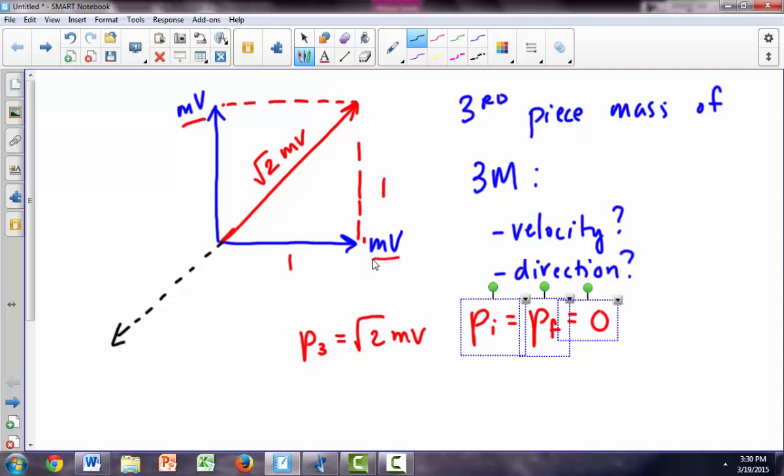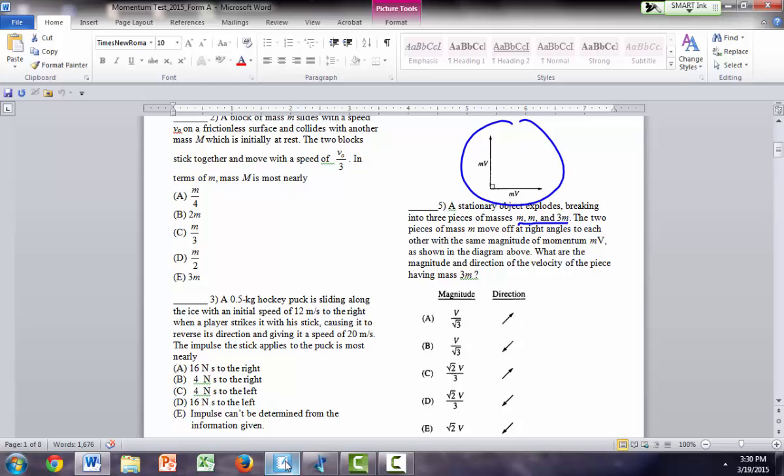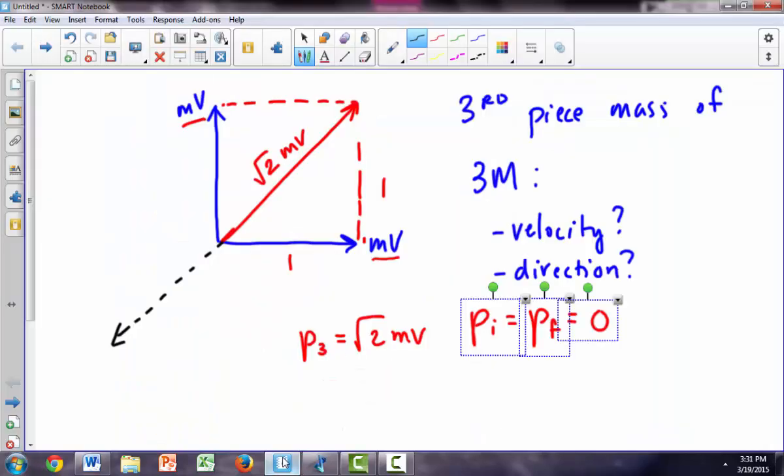So that immediately eliminates A and C as options. So those are out because they have the wrong direction. Okay? So back to this, I know the magnitude of this momentum has to be square root of 2 mv to offset the first 2 pieces.